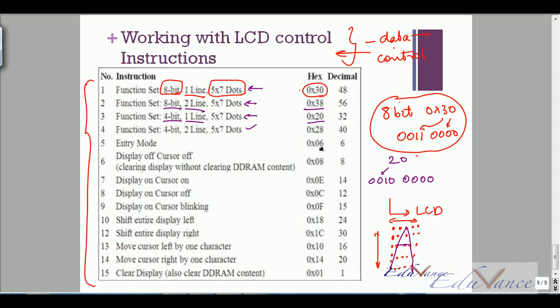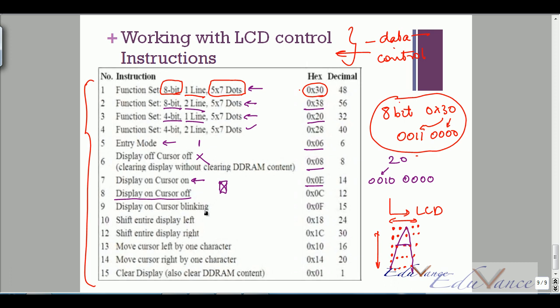If I send 06, entry mode would mean that I'm ready to send data and the cursor is at the first position of my LCD. If I send 08, then my display is off and my cursor is also off. If I send 0E, then my display is on and I also have a cursor, so you can see a blinking position to show where you are displaying on your character LCD. Display on, cursor off would mean my display is on but I don't have that blinking cursor.